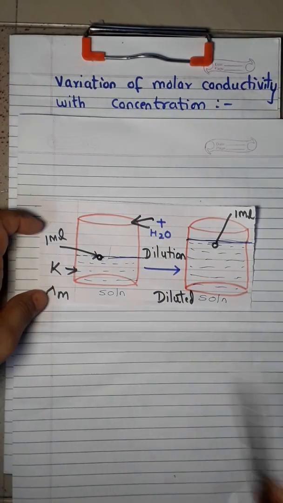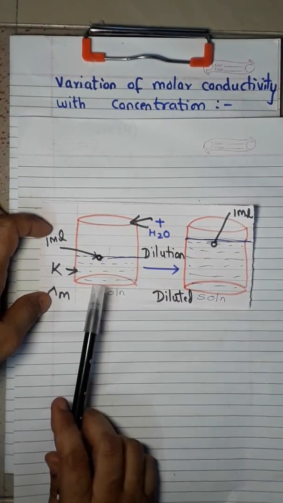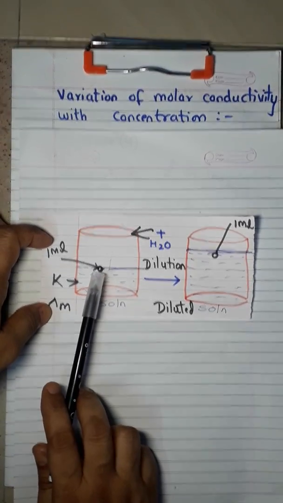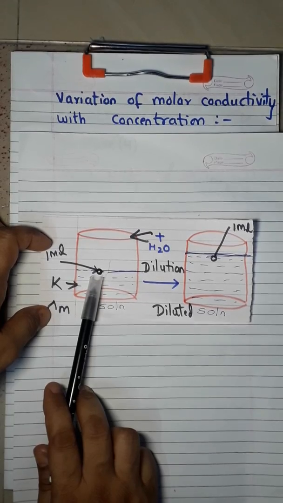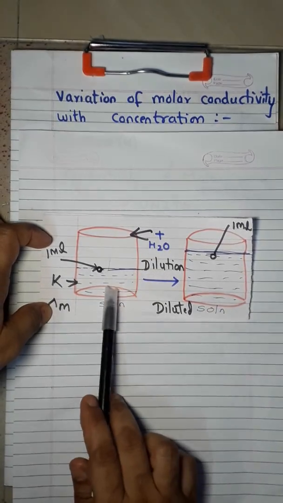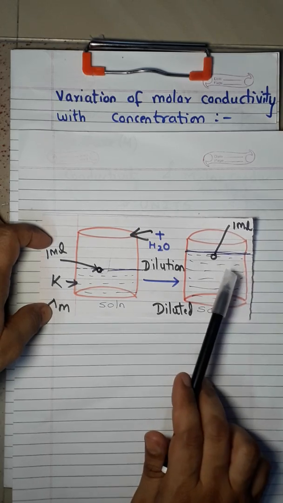So students, we are having a beaker. As I was explaining earlier, we are having a container which is having solution in it, and 1 ml of this solution is having some conductance which is called K. And if you keep on adding water, what will happen? The volume of the solution will increase.